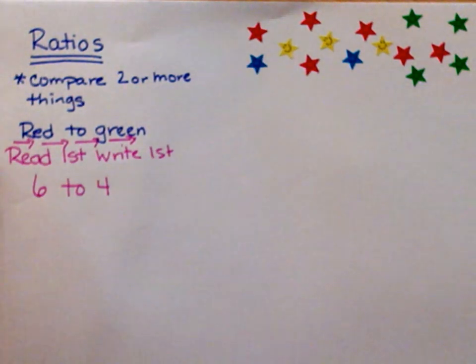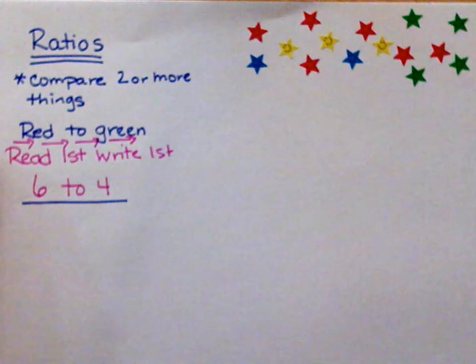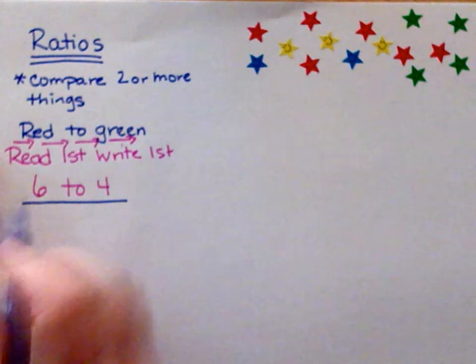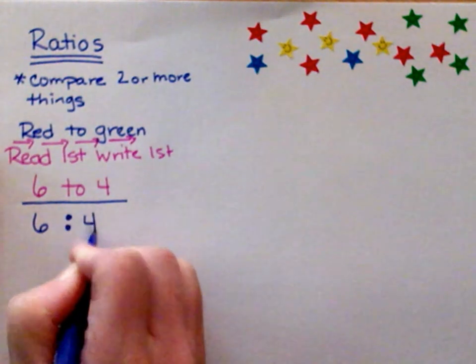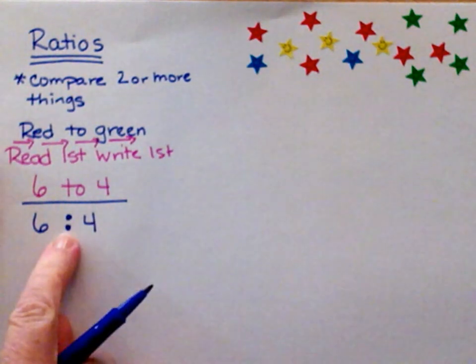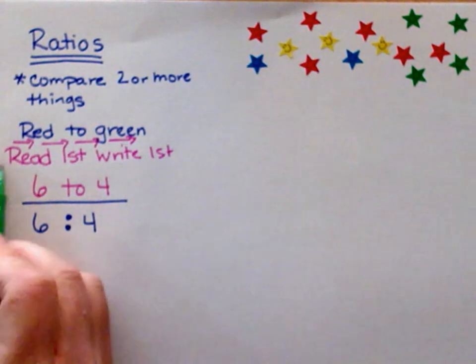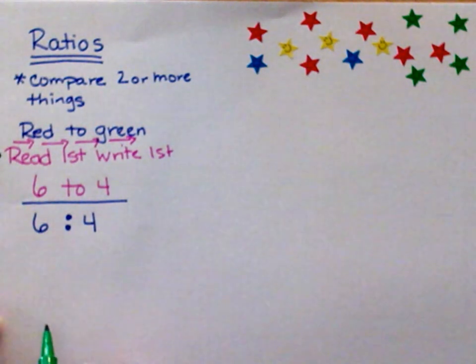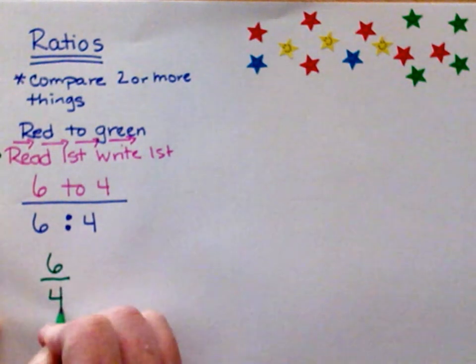I can write a ratio as a sentence using the word to, or I can write it using a symbol which represents the word to, a colon: 6 colon 4. This colon says the same word as to. Now I can write it one more way, and that would be the representation of a fraction. But still, I need to remember what I read first, I write first. It would be 6 to 4.